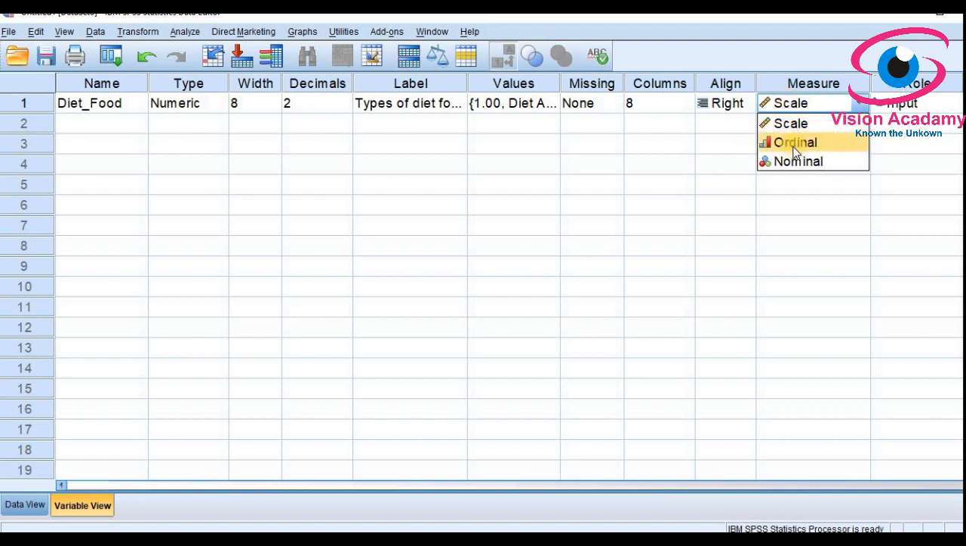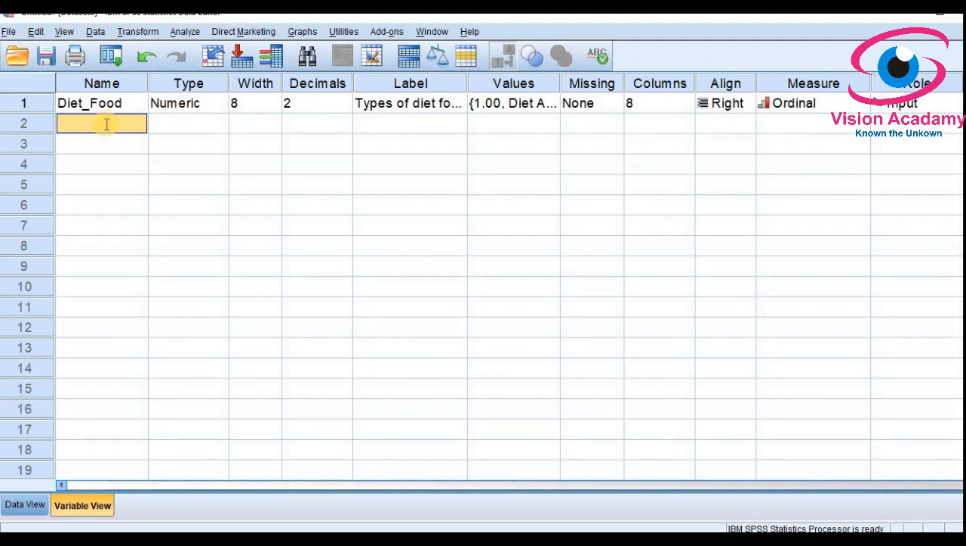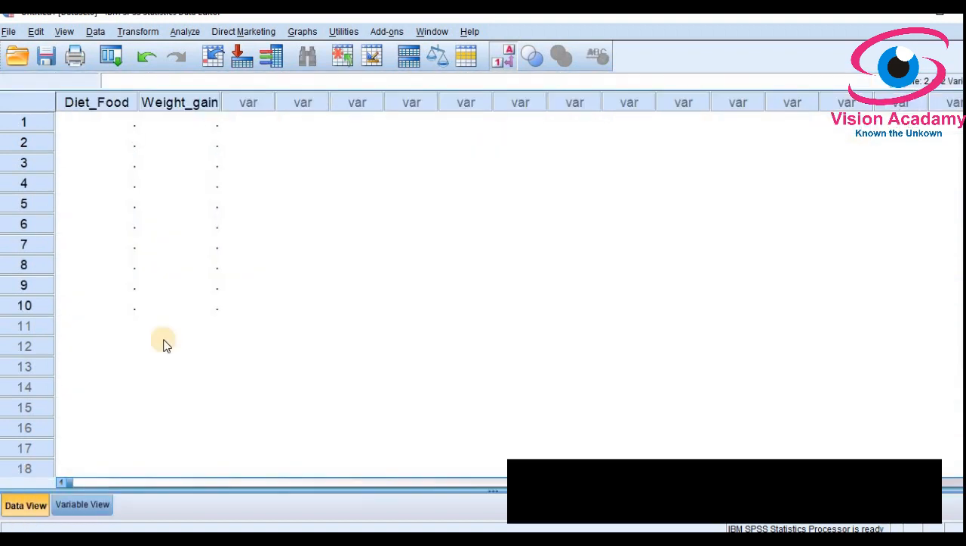I will give the measure as ordinal, and I will enter one more thing here, the score, that is, the gain in weights. I will give this the label gain in weights, and this is scale data, and I will enter the values here.